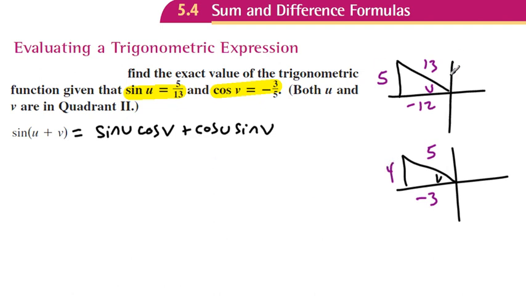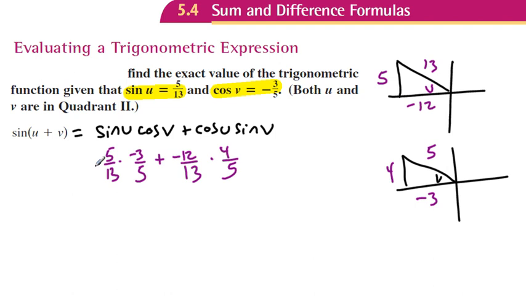Sine of u is 5 over 13, so 5 over 13 times cosine of v, adjacent over hypotenuse, which is negative 3 over 5. Plus the cosine of u. Go to u. Cosine is adjacent over hypotenuse, so negative 12 over 13. Super sweet. And then sine of v, opposite over hypotenuse, so times 4 over 5.